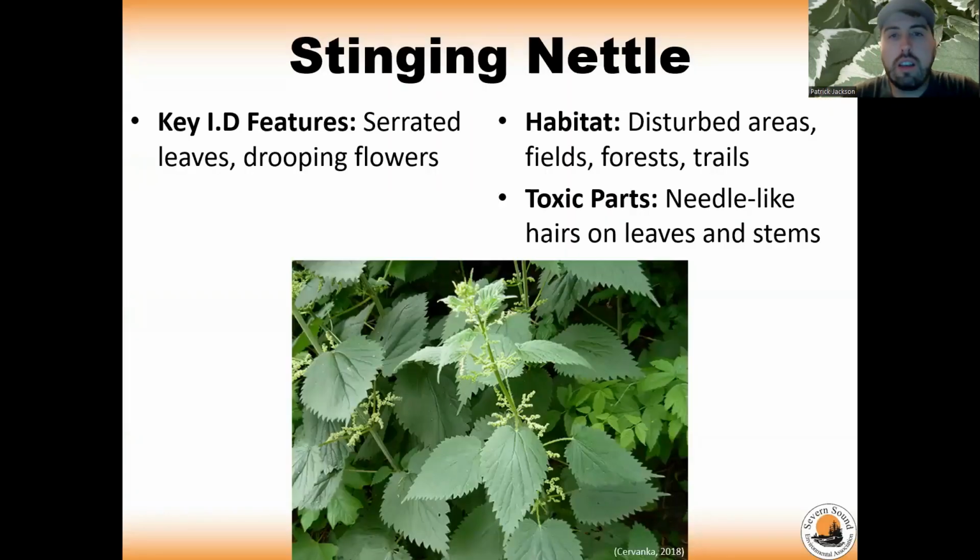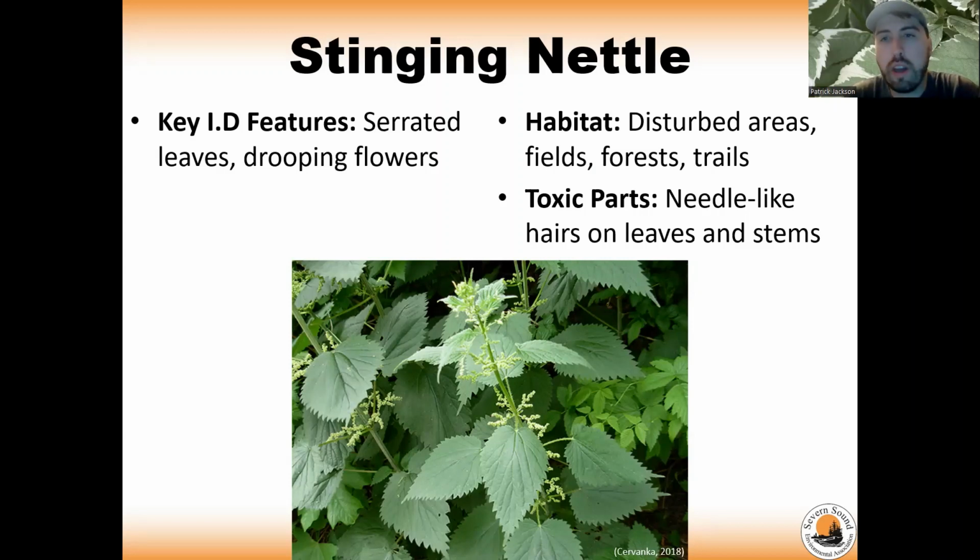Stinging nettle. So this is another one that can cause contact dermatitis. It's not as severe typically as poison ivy, but a lot of these plants that we're discussing have some variability. So some people are more sensitive to particular plants than others. So that's just something to keep in mind.